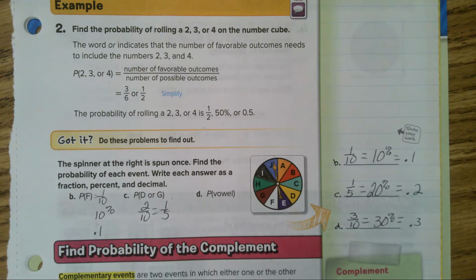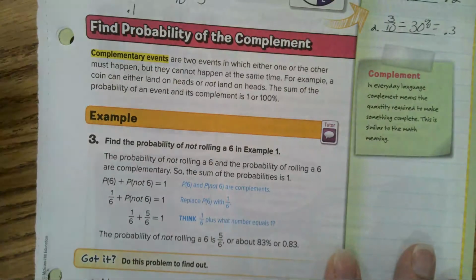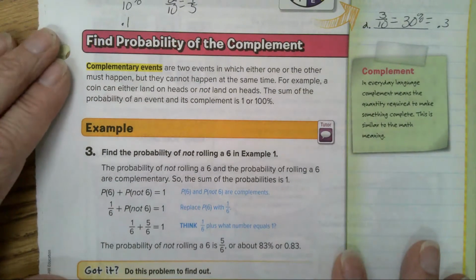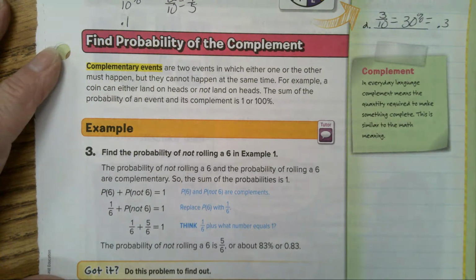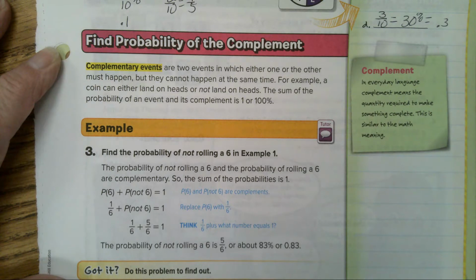All right, now let's look at find the probability of the complement. All right, what are complementary events? They are 2 events in which either one or the other must happen, but they cannot happen at the same time. For example, a coin can either land on heads or not land on heads. The sum of the probability of an event and its complement equals 1 or 100%.